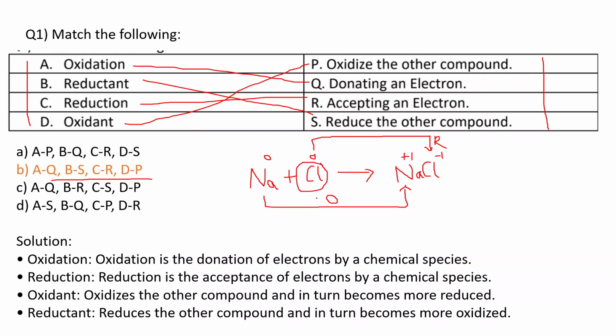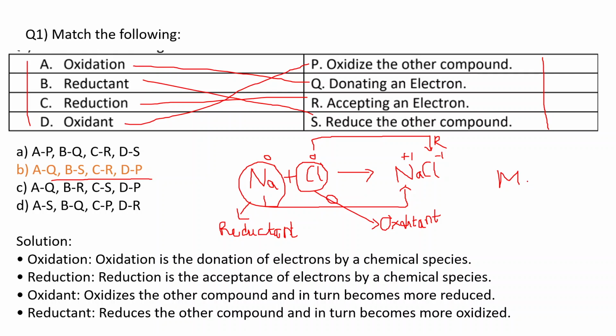In this case, chlorine will be the oxidant because it is causing the other compound to lose an electron. Similarly, sodium will be the reductant because it is causing chlorine to accept an electron, or to reduce. I hope you understood this. There can be many other kinds of reactions.